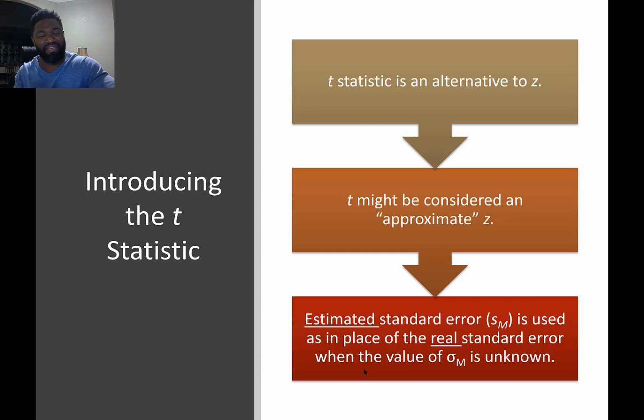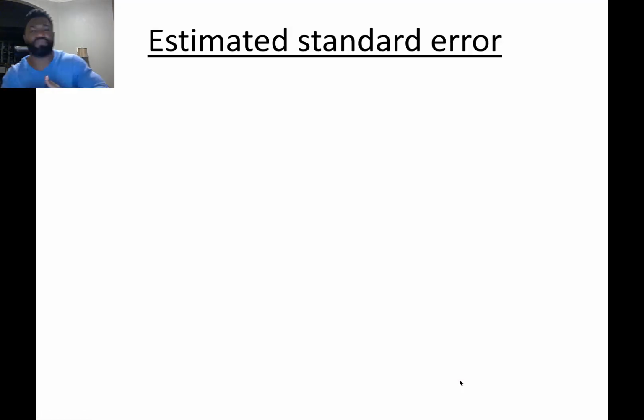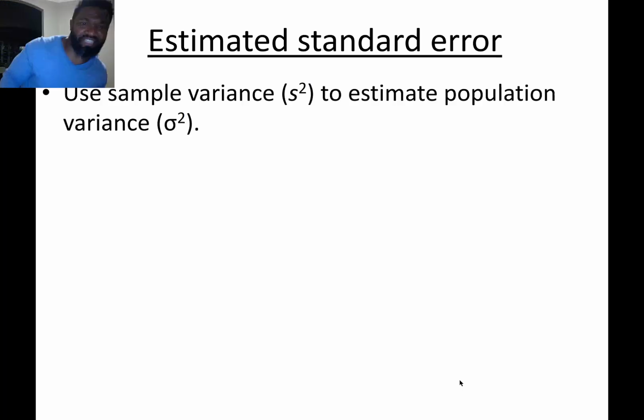And the estimated standard error, instead of being sigma sub M, is now going to be S sub M. Remember that from our definitional and computational formulas from way back when? That was the difference between them when you were talking about a sample versus a population for the standard deviation and the variance. It was sigma versus S, and now it's just going to be S sub M. And that's used in place of the real standard error when the population standard deviation isn't known.